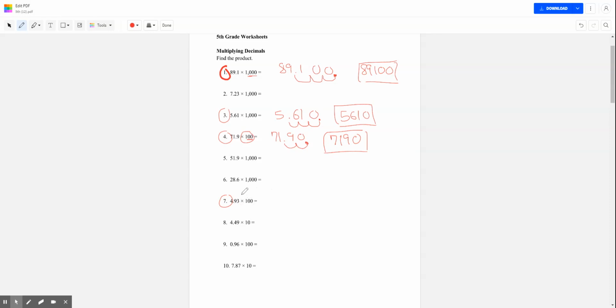Let's try number 7. We're multiplying 4.93 by 100. Just like number 4, we're going to move the decimal point to the right 2 times. So 4.93 and move it 2 times. We get 493 for our answer. Now let's try number 8. 10 only has 1 zero. So we're going to move the decimal point to the right only once. So 4.49, move it to the right once. Then you get 44.9 for number 8.